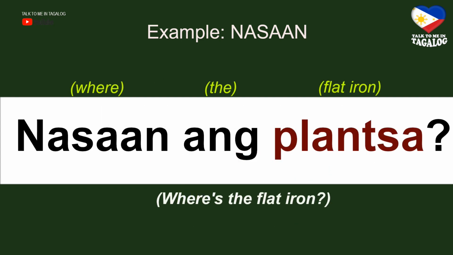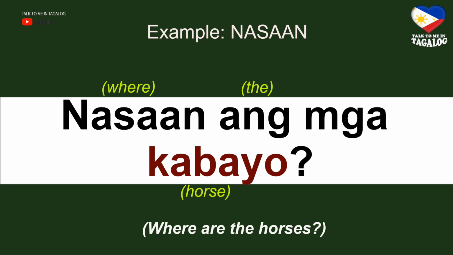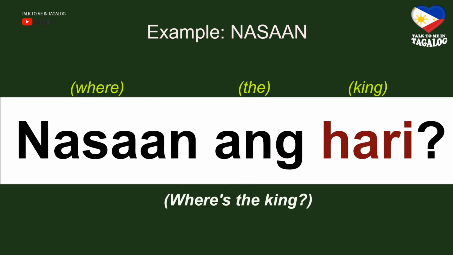Our next example is nasaan ang plantsa? Plantsa, meaning flat iron, is a singular common noun. That's why we use the marker ang. Nasaan ang plantsa? Where's the flat iron? Our next example is nasaan ang mga kabayo? Kabayo means horse. To make it plural, simply put mga before kabayo. Mga kabayo. Nasaan ang mga kabayo? Where are the horses?